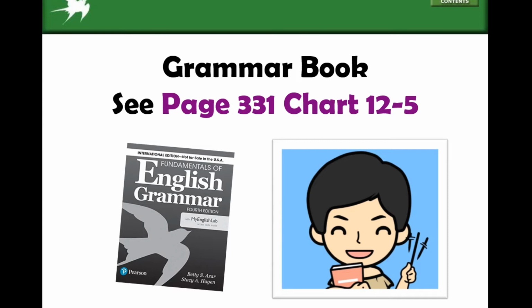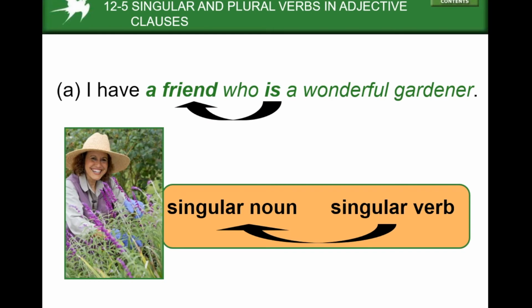Before we move on to page 331, I would like to introduce a friend of mine to you. She has an amazing garden and she grows wonderful plants. So I will say, I have a friend who is a wonderful gardener. In this case, the verb in the adjective clause is singular because who refers to a singular noun, that is, a friend.